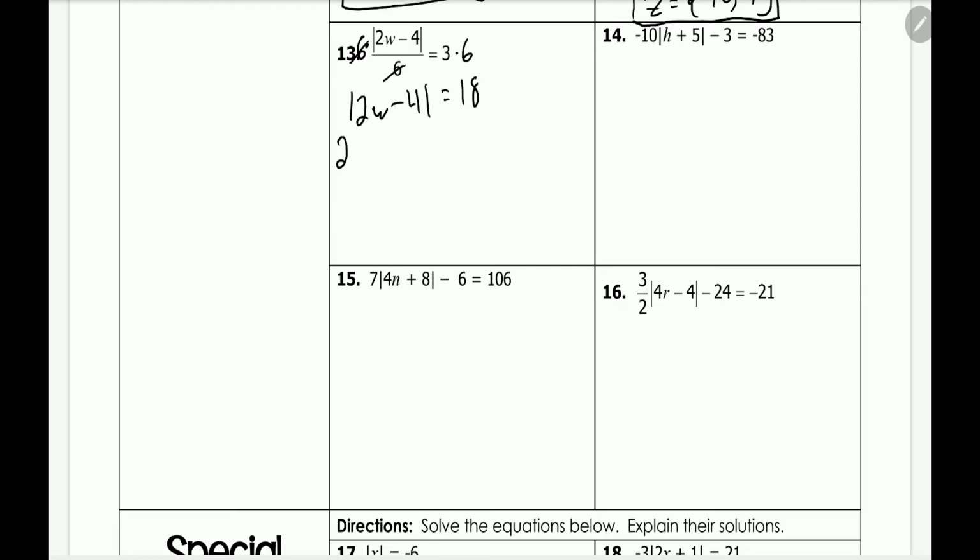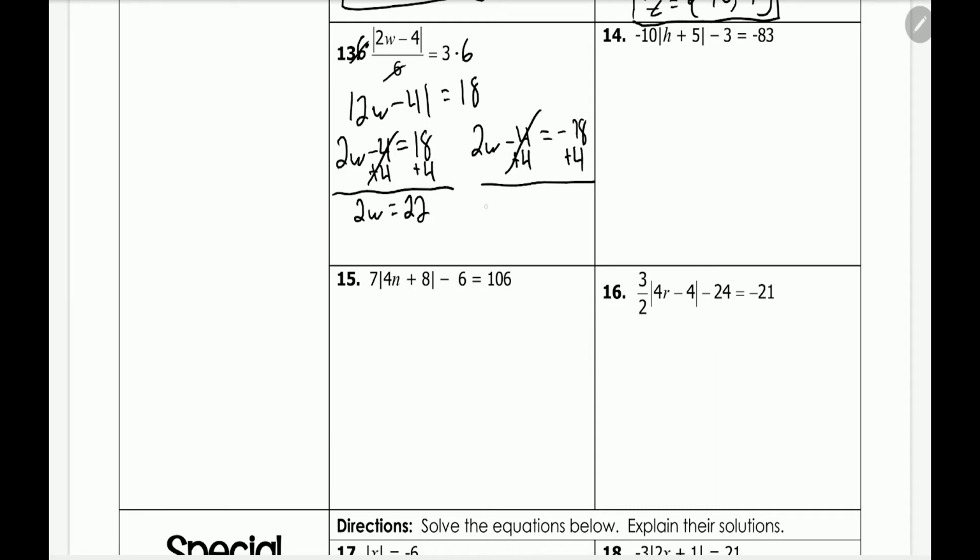Now, same thing as before. So we take the inside: 2w minus 4 is equal to, and 2w minus 4 is equal to, a positive and negative version of 18. So we're going to have positive 18 and negative 18. Alright, from here we just have to solve this equation. So we have to add 4 to both sides. The 4's cancel. We're left with 2w is equal to 18 plus 4, which is 22. Okay, these cancel. We're left with 2w is equal to -18 plus 4, which is -14.